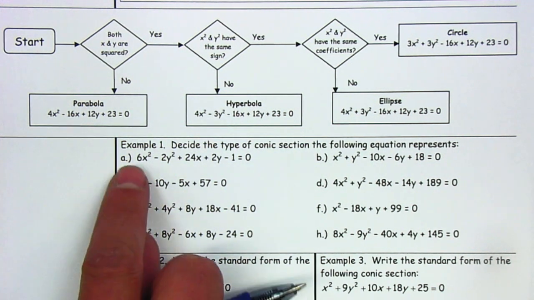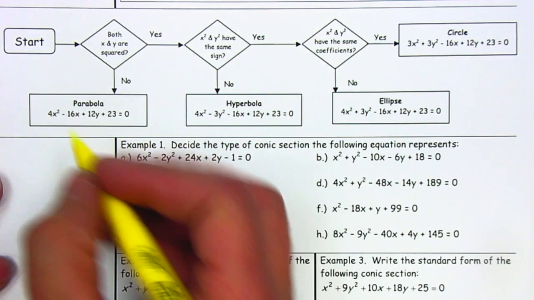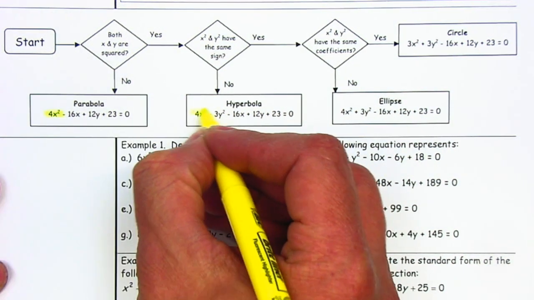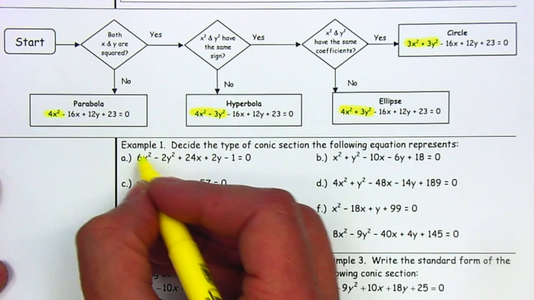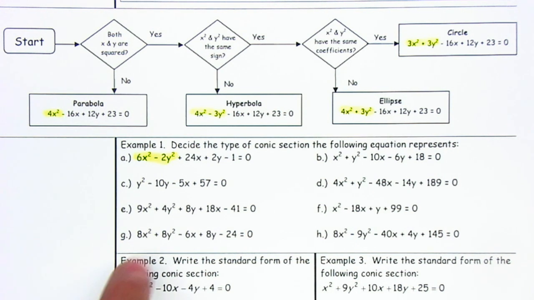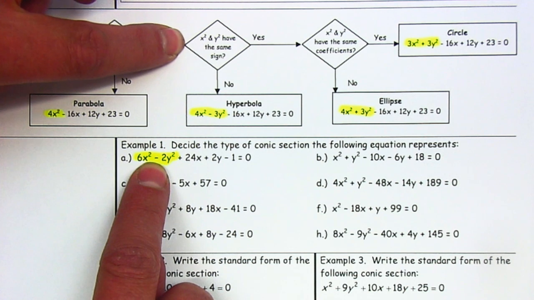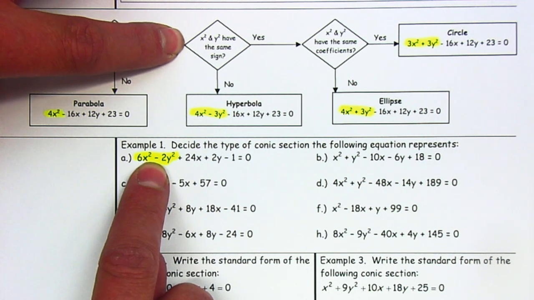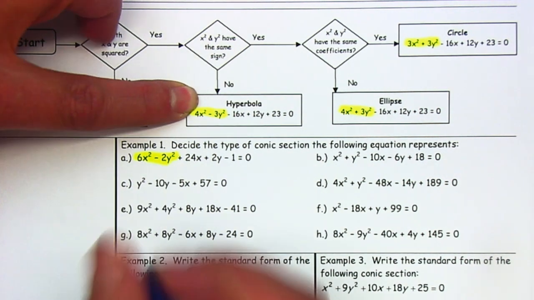Great. So for the first one, I start, and remember, I'm only dealing with whatever has been squared. So I'm only dealing with the x and y. I don't care about anything else. On the first one, we have 6x squared minus 2y squared. Are both the x and the y squared? Yes. Do x squared and y squared have the same sign? No. One of them is positive, the other one's negative, so automatically this is a hyperbola.